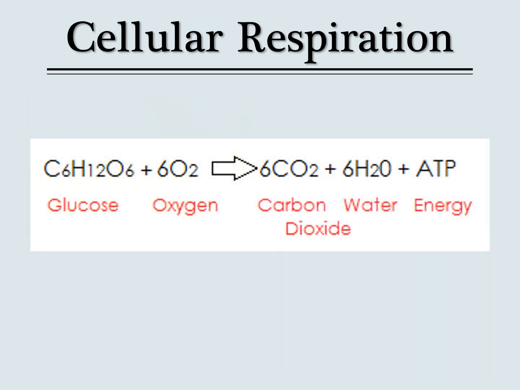Here is the equation for cellular respiration. Glucose, or the sugar molecules, plus oxygen form carbon dioxide, water, and energy. This process occurs in the mitochondria.